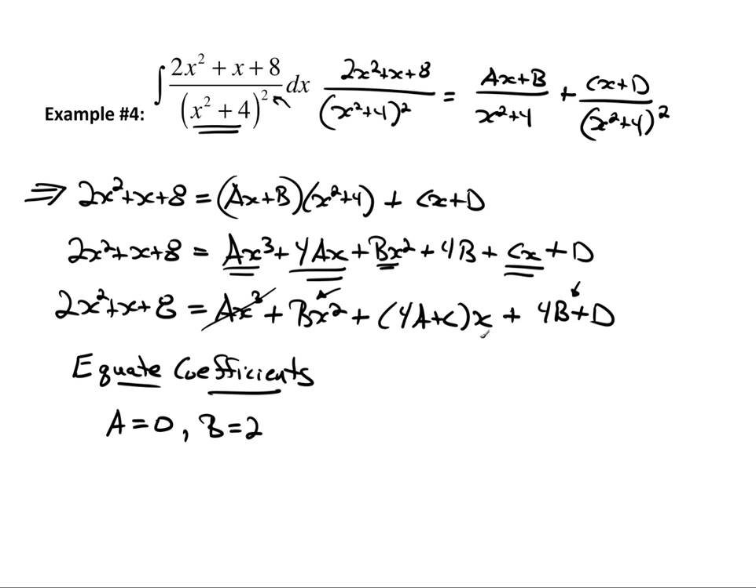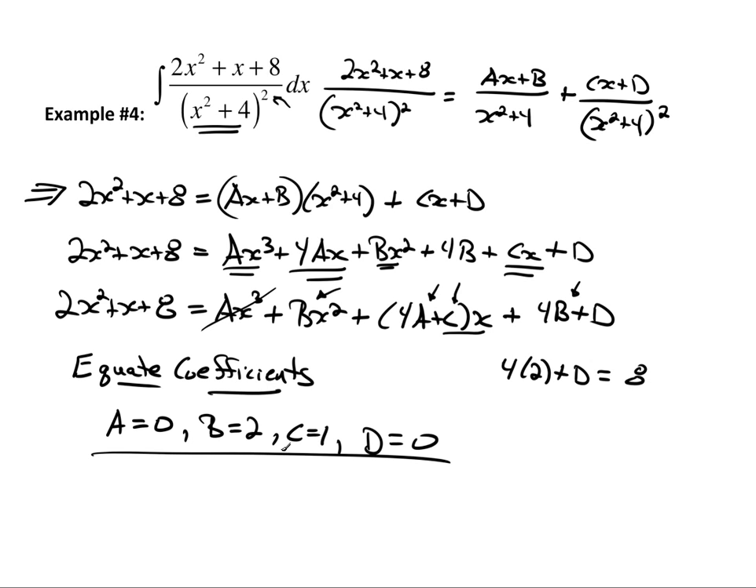Okay, the linear term. I know that a is 0. So if a is 0, this is really simply c times x. The linear term is 1, so c must be equal to 1. So now I've got that taken care of. All that's left is, well, I know what b is. b is 2. This last piece says 4 times 2 plus d must be equal to, well, the constant term is 8. Well, that can only happen if d equals 0. So now I have all of those constants.